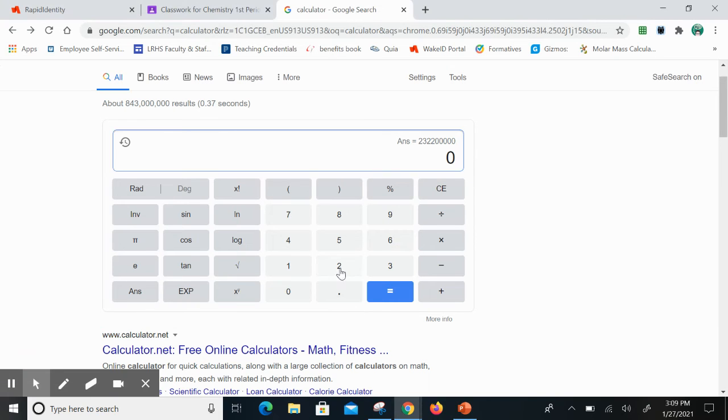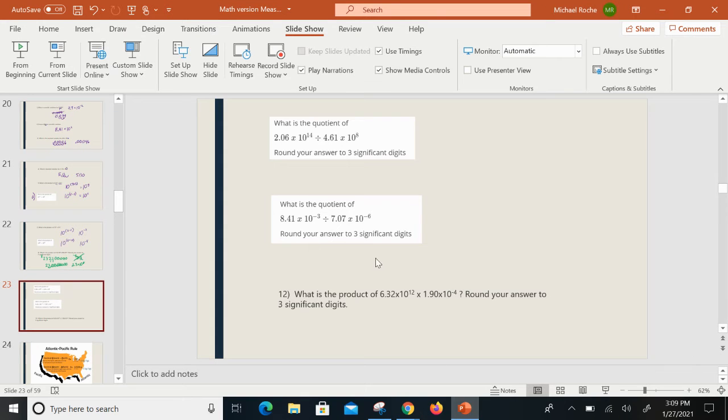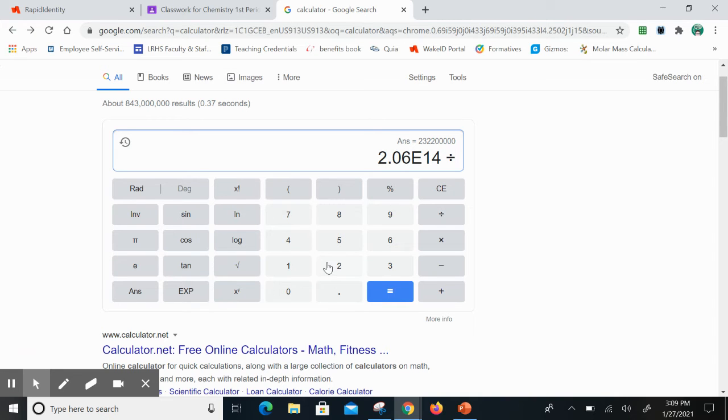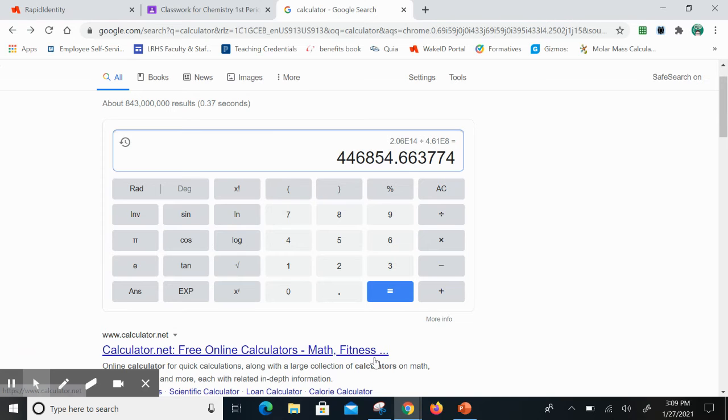So we can do that 2.06 exponent 14, and that's divided by 4.61 times 10 to the eighth. So 4.61 exponent 8. So you hit that and you get this answer. Now we want that rounded to 3 significant figures. So 3 significant figures is just these 3.